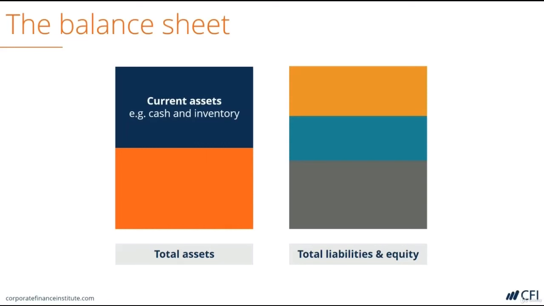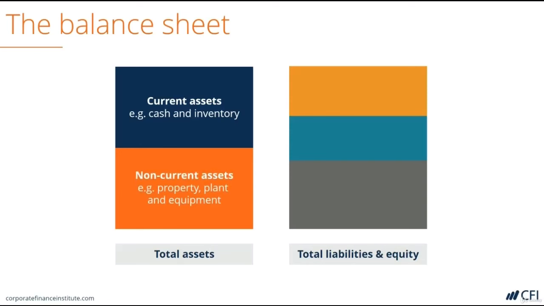The first is current assets. Current assets are assets that are expected to be used within 1 year's time. They include things like cash, inventory, and accounts receivable.